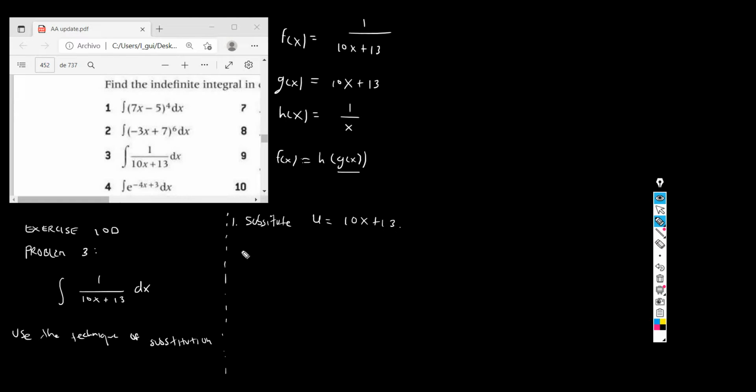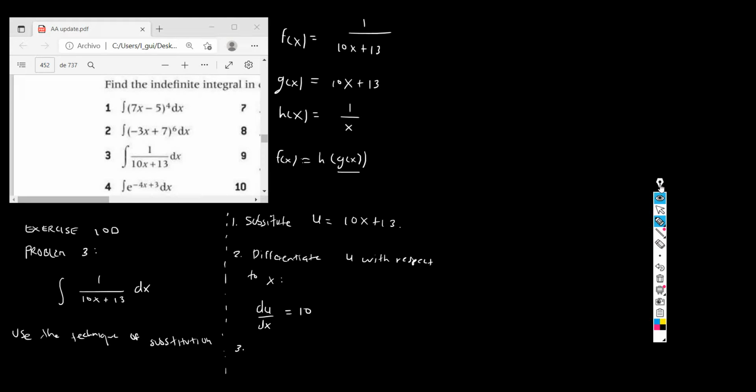Making that substitution. Number two, differentiate this last function, u, with respect to x. And I want you to use du dx for the derivative. So this is the derivative, du over dx equals the derivative of this function, which is going to be 10, right? That is the second step.